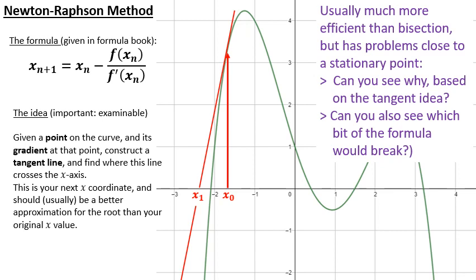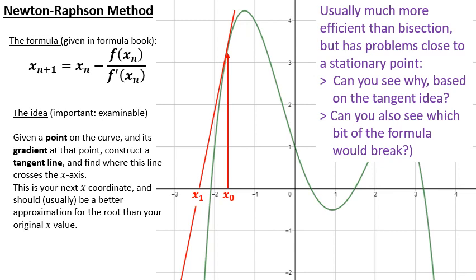If you go directly at a tangent to a stationary point, it'll be a perfectly horizontal tangent and it will never cross the x-axis. So you certainly can't go at a stationary point because the entire thing breaks down. You can even see that within the formula. You'd be dividing by f dashed of the x coordinate of a stationary point. Well, the definition of a stationary point is a point where the gradient is 0. So you'd be dividing by 0.